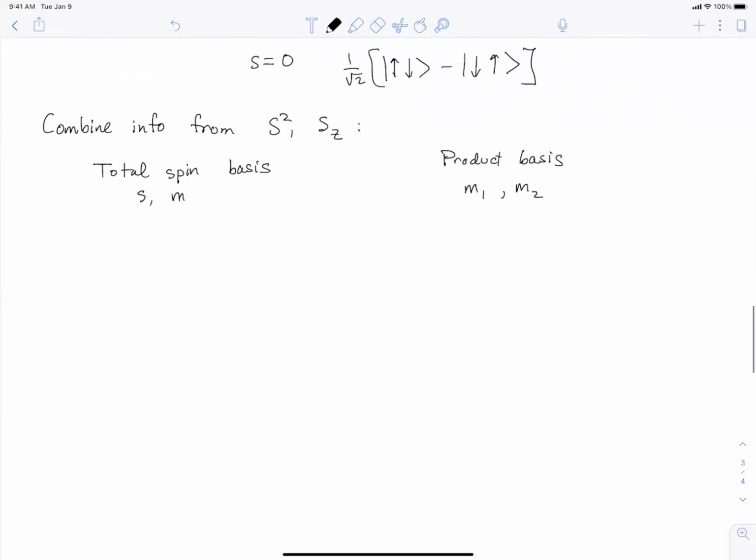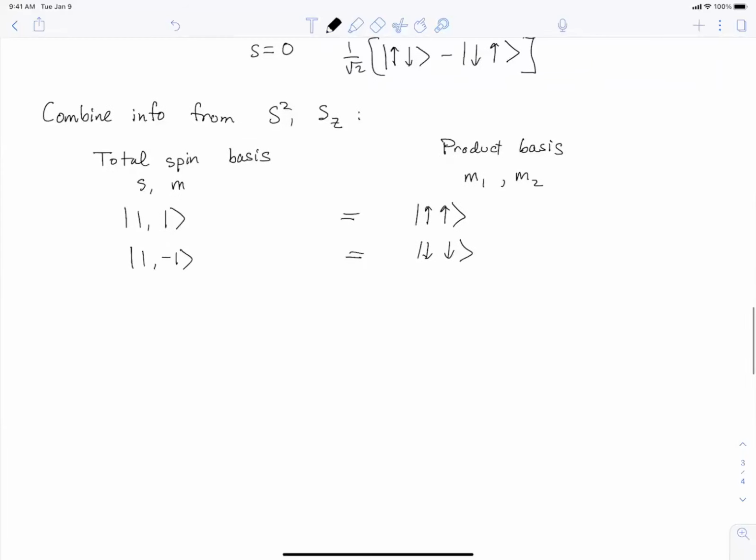Okay, and so here we had states that we can label 1, 1. That was equal to up arrow, up arrow. We have 1, minus 1, which was down arrow, down arrow. And the reason we know those are because we know what S sub z was for both cases. We're defining S sub z to be the second entry here. And then we calculated it to be plus h bar for these and minus h bar for these.